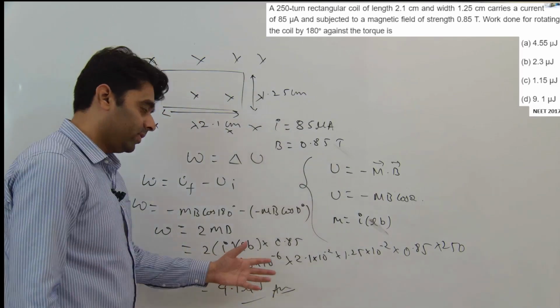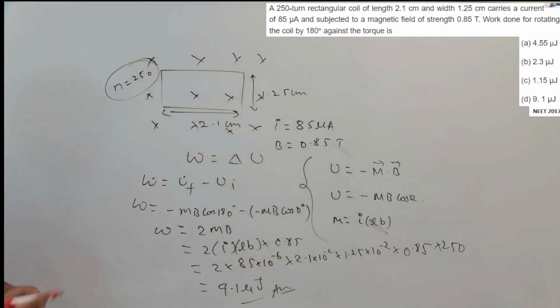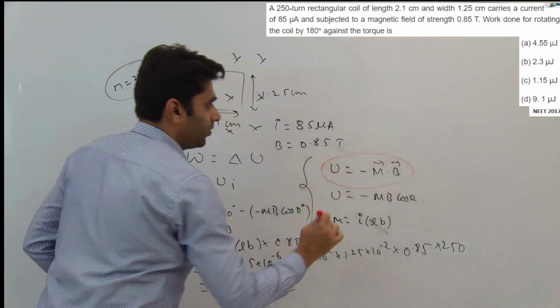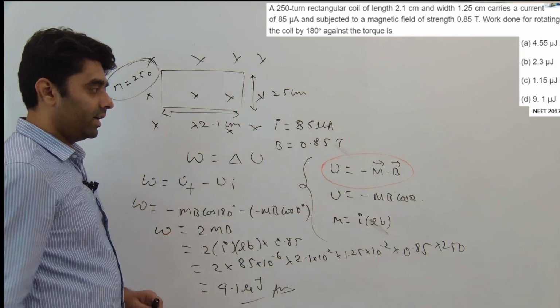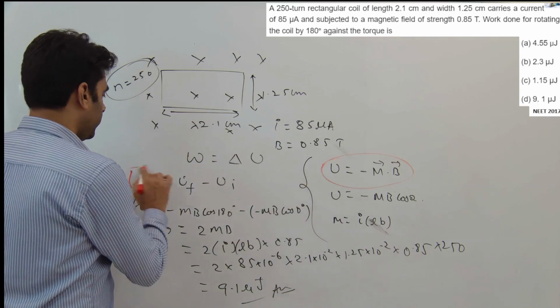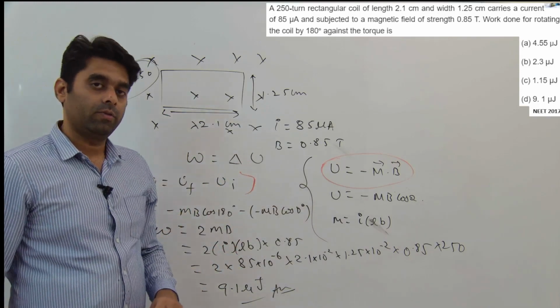Calculation is there. How to proceed with it? This is something we need to be careful about. Potential energy of a coil in a magnetic field is minus m dot b, and this is how we write down the work done, right? Finally, our answer will come out 9.1 microjoule. Fine. Let's move ahead.